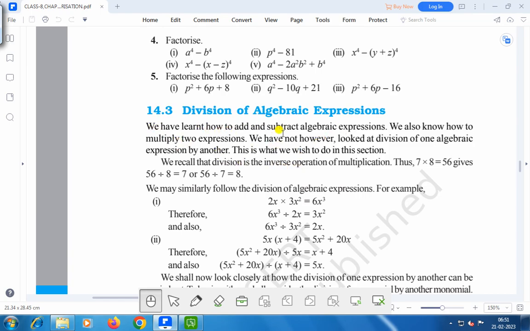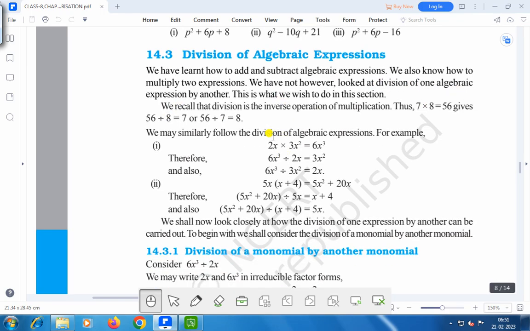Today we shall discuss division of algebraic expressions. We have learned how to add and subtract algebraic expressions. We also know how to multiply two expressions. We have not, however, looked at division of one algebraic expression by another. This is what we will do in this section.